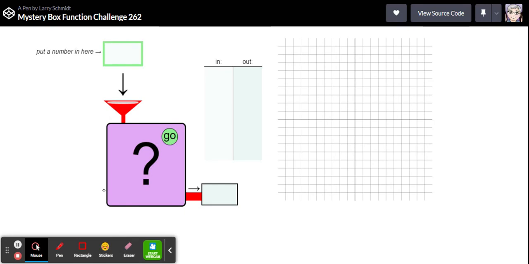In the purple mystery box there is some math and your challenge is to figure out what it is. You can use the link in the description to try this on your own, and then when you've got an idea, come on back and see if we get the same thing.